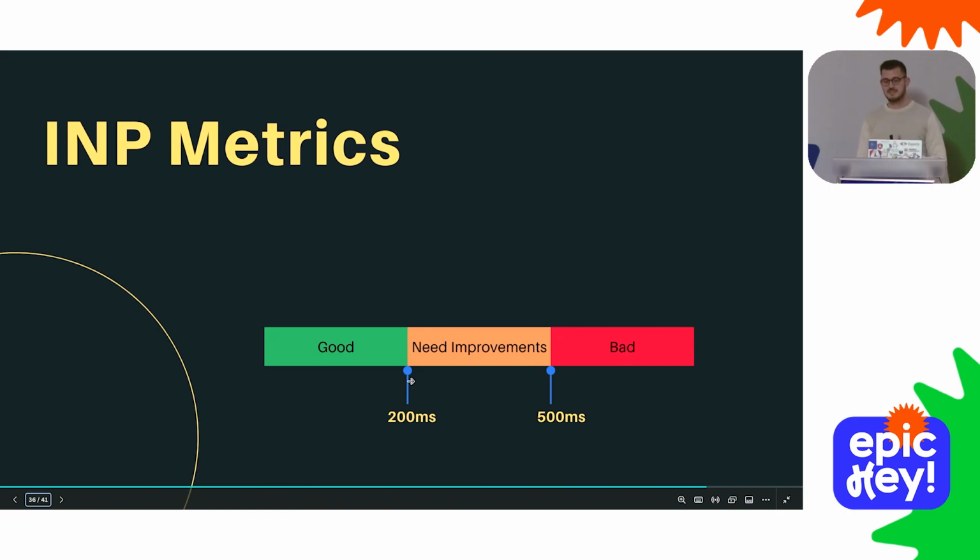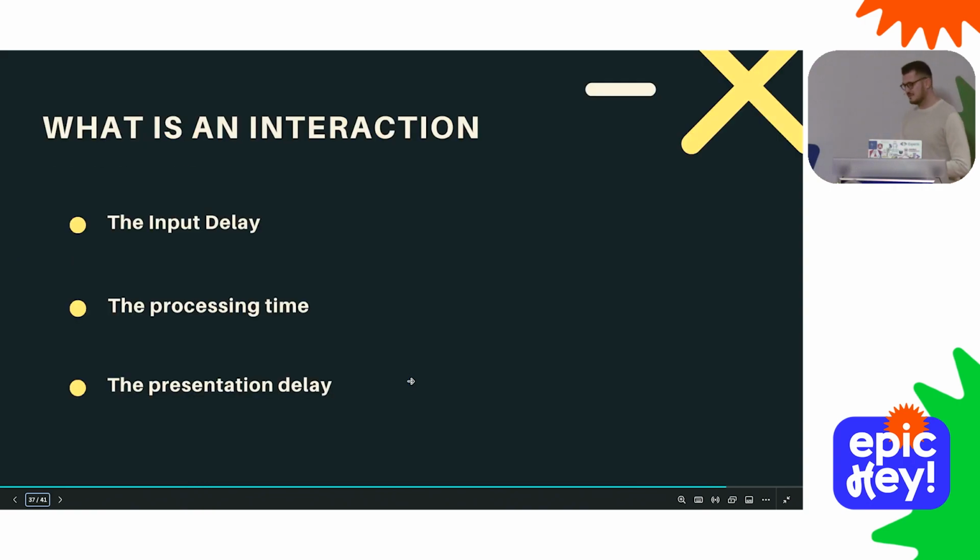So the INP metric score is good if it's 100 to 200 milliseconds, needs improvement between 200 milliseconds and 500 milliseconds, and bad if it's above 500 milliseconds. So before improving INP, what is important to know is what an interaction is.